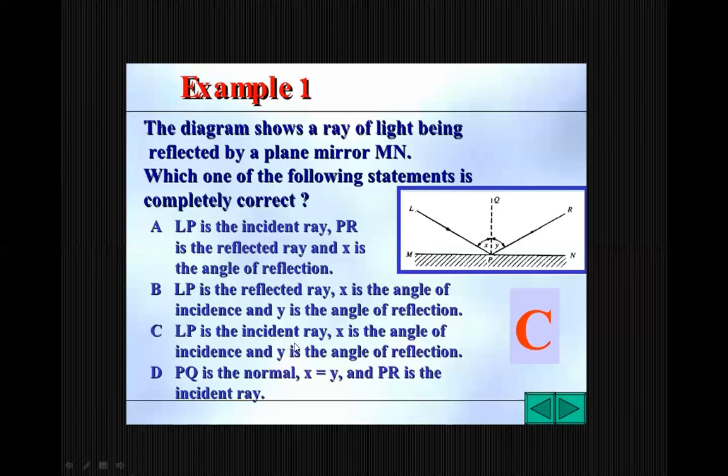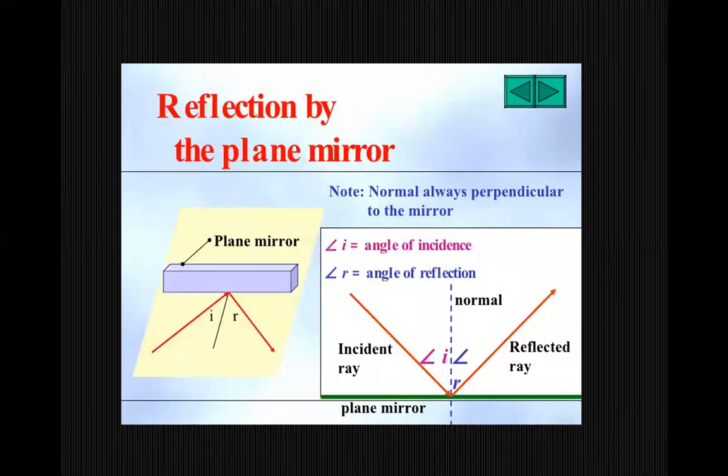C: LP is the incident ray, right? X is the angle of incidence, right? Y is the angle of reflection, it's right. Last one: PQ is the normal, it's also right. X is equal to Y, it's also right. And PR is the incident ray. No, PR is the reflected ray. So our answer is C. Clear? Next, reflection by the plane mirror. You have to note in all these diagrams that the normal is always perpendicular to the mirror, and the angle of incidence equals the angle of reflection. Again, for your recap, I have added this slide.